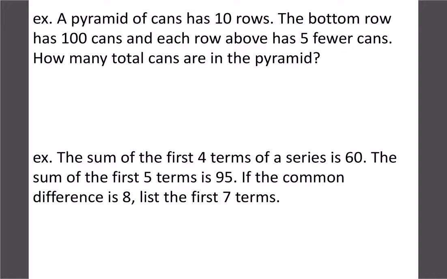So here's a couple more word problems, and then we'll stop here. It says a pyramid of cans has 10 rows. The bottom row has 100 cans, so we know our term 1 is 100. Each row above it has 5 fewer cans, so then we'll go 95, 90, and so on. And it's asking what the total number of cans in the pyramid is.